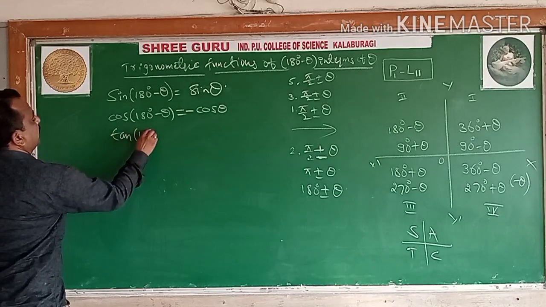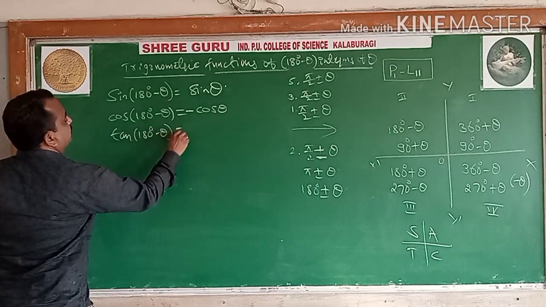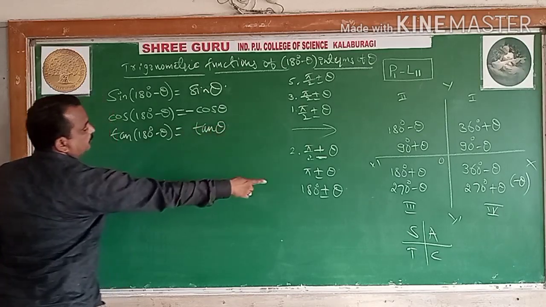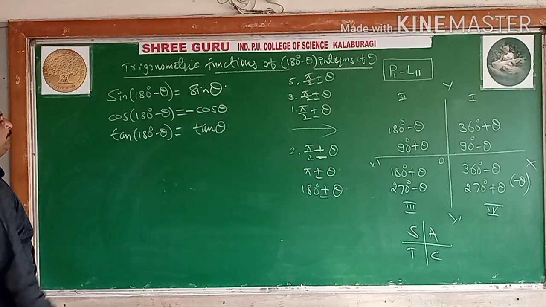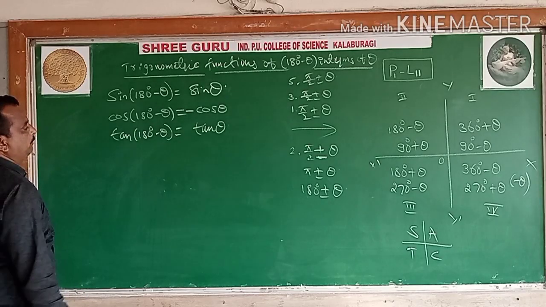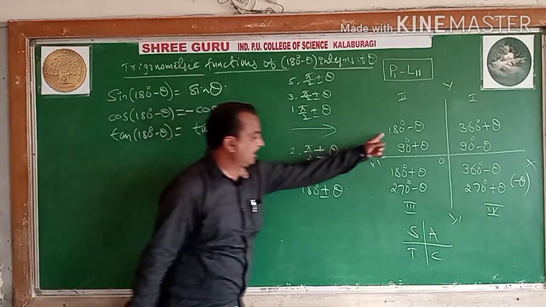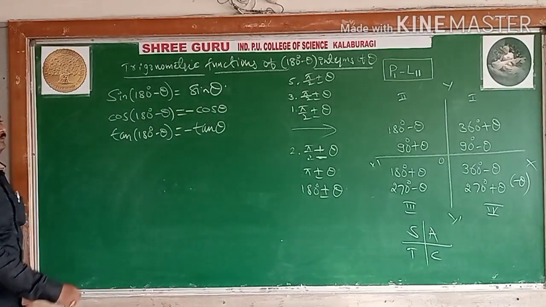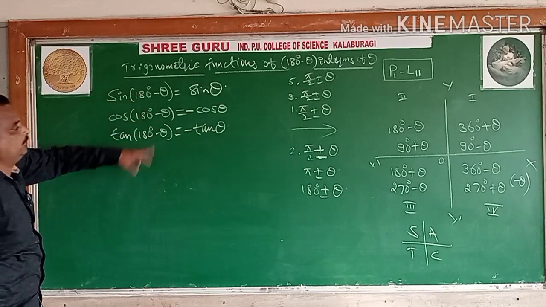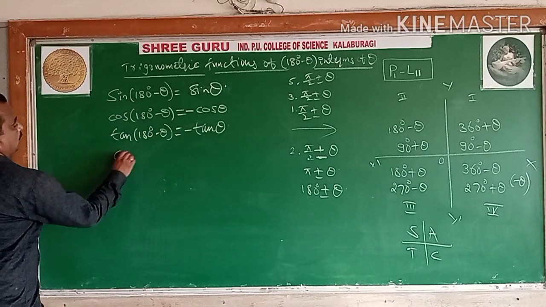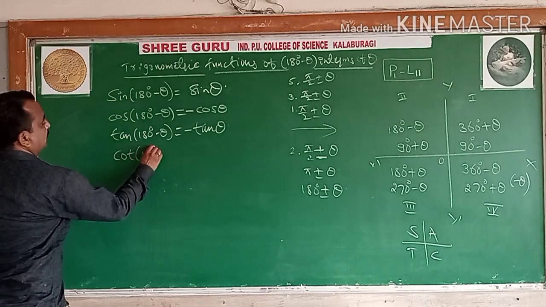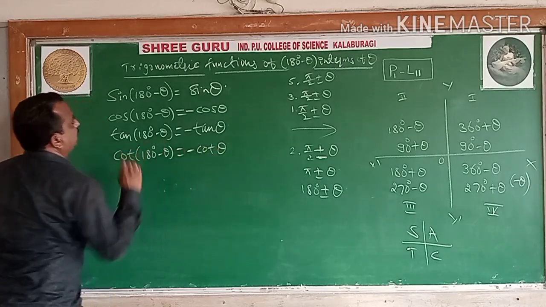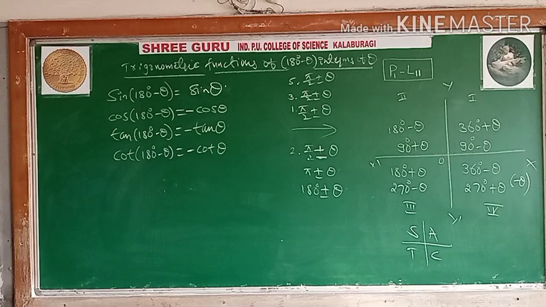Tan 180 minus theta, no changes. This is an even multiple of pi by 2 angle. Tan is negative in the second quadrant, positive in the third quadrant. This is a second quadrant angle. Cot 180 minus theta, the function is the same. Cot is also negative in the second quadrant.